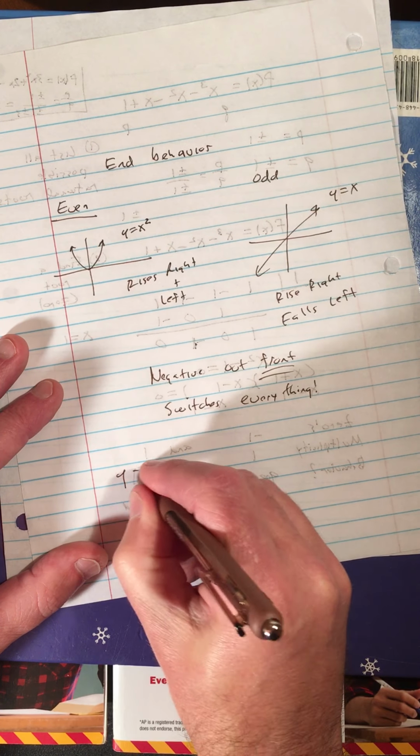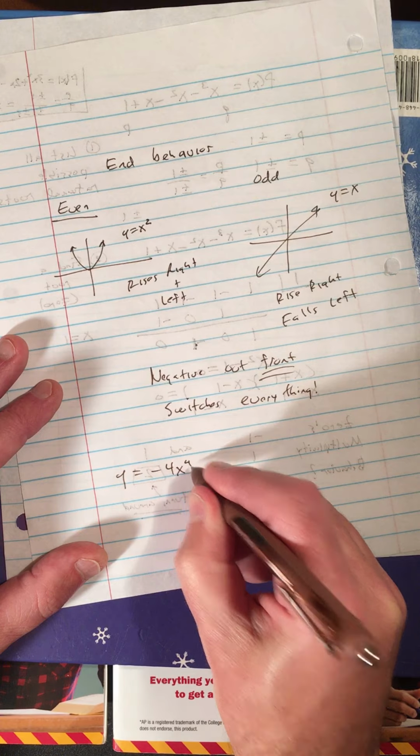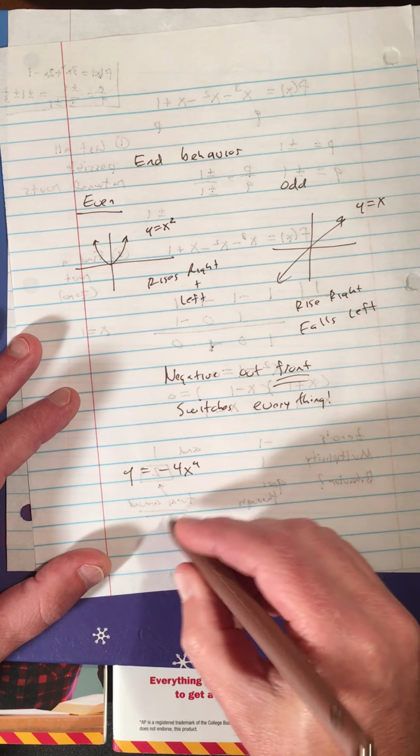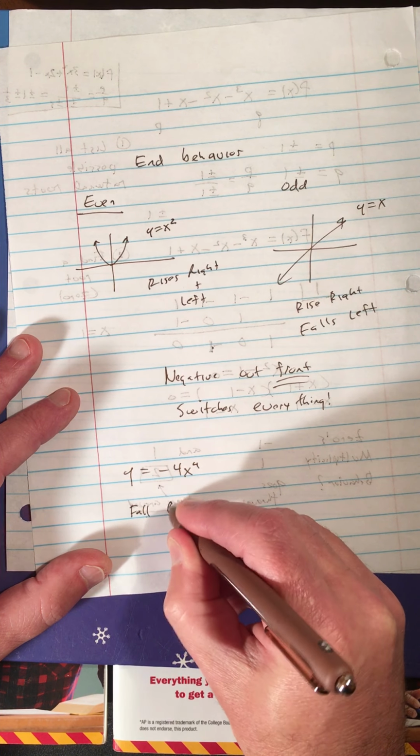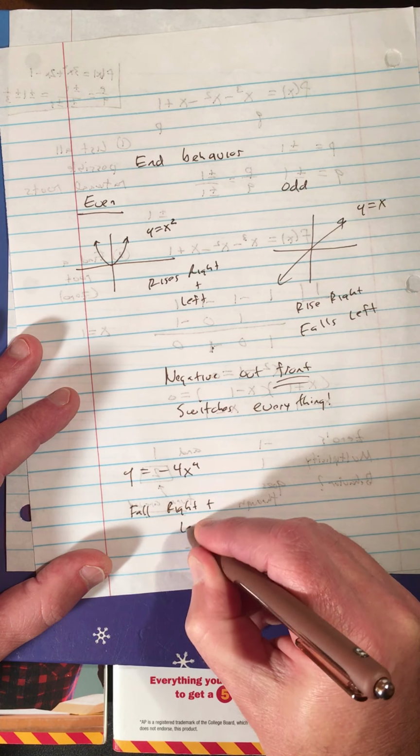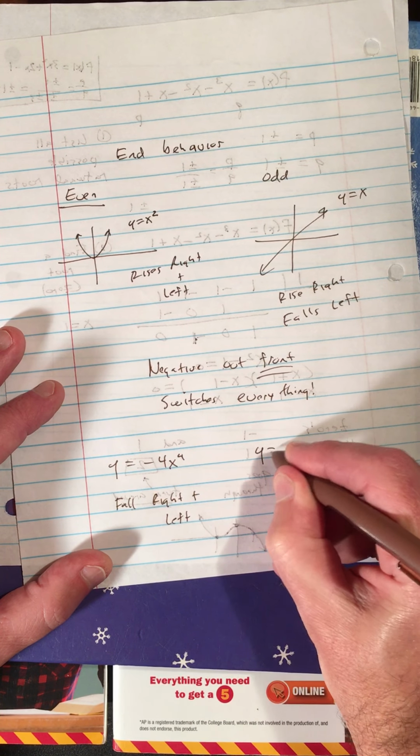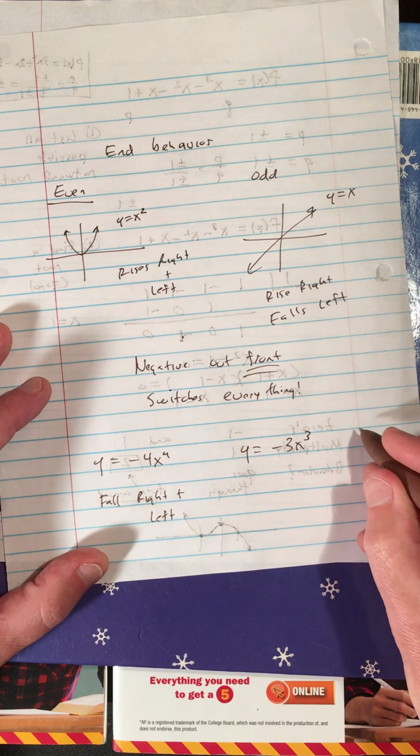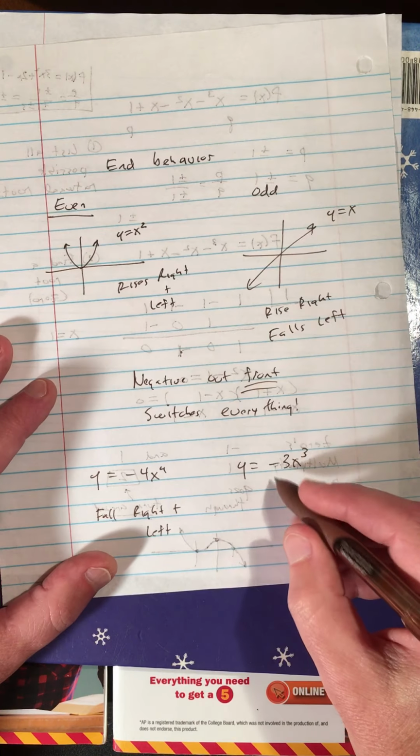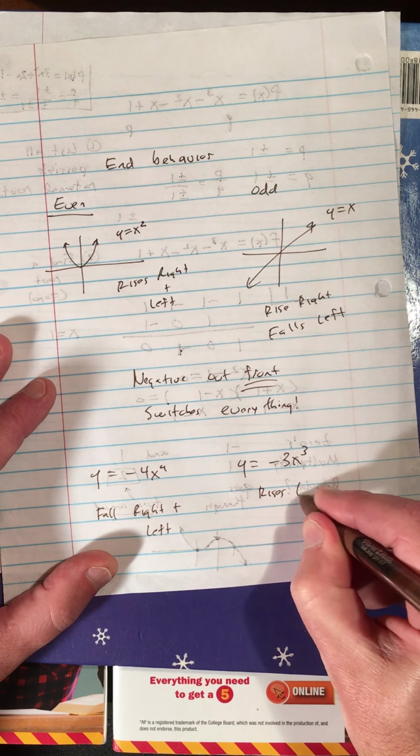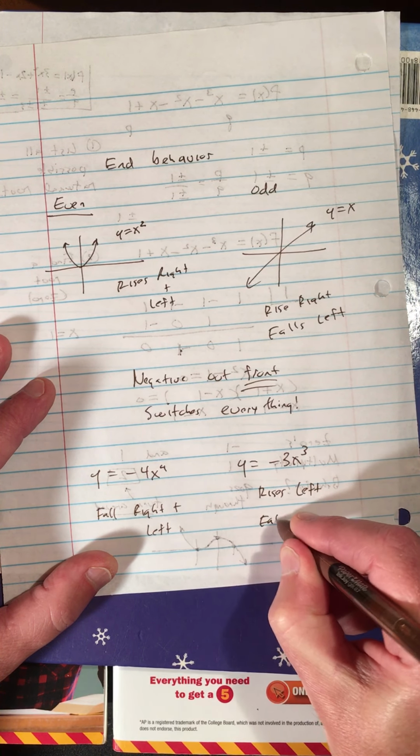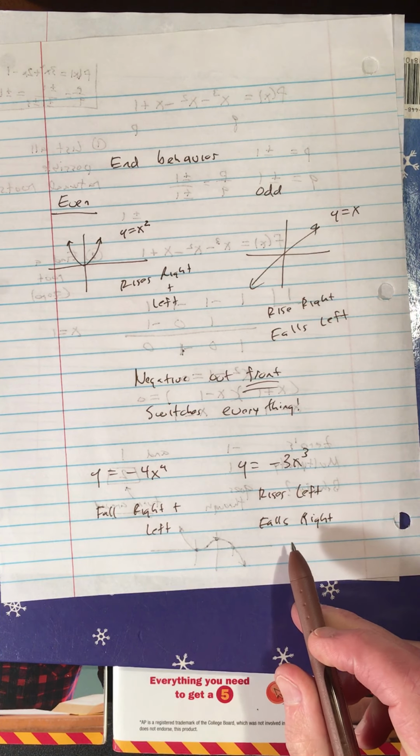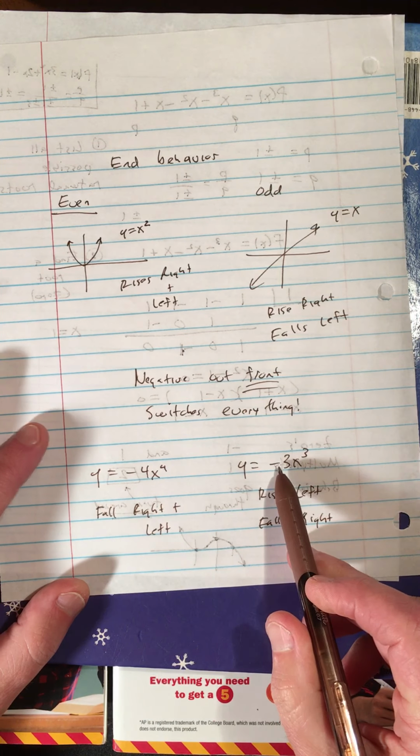So if you have y equals negative 4x, let's say to the 4th power, that's still even. So normally that would rise right and left, but the negative 4 makes it fall to the right and left. And if you have y equals negative 3x to the 3rd, normally this rises right and falls left like this. But instead, this rises left, falls to the right. Sloppy writing. But the negative switches everything.